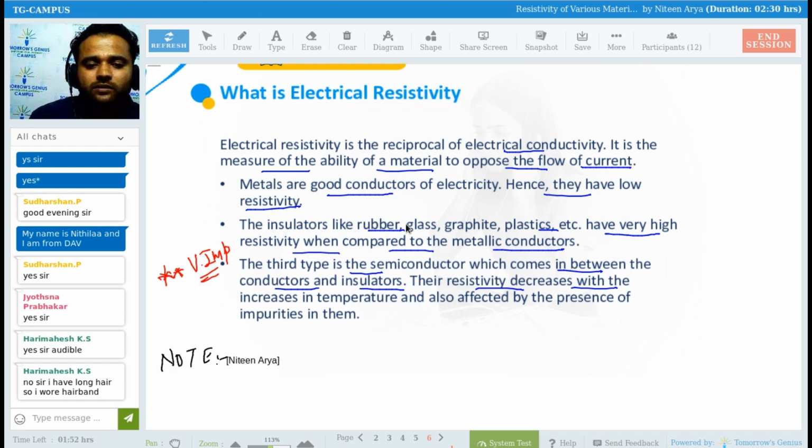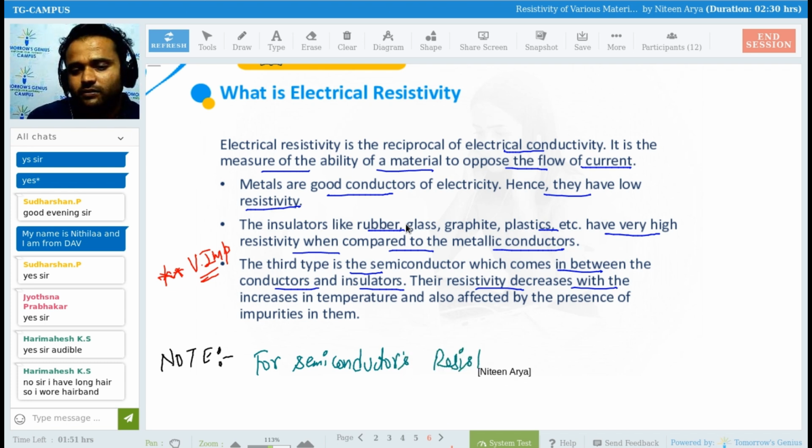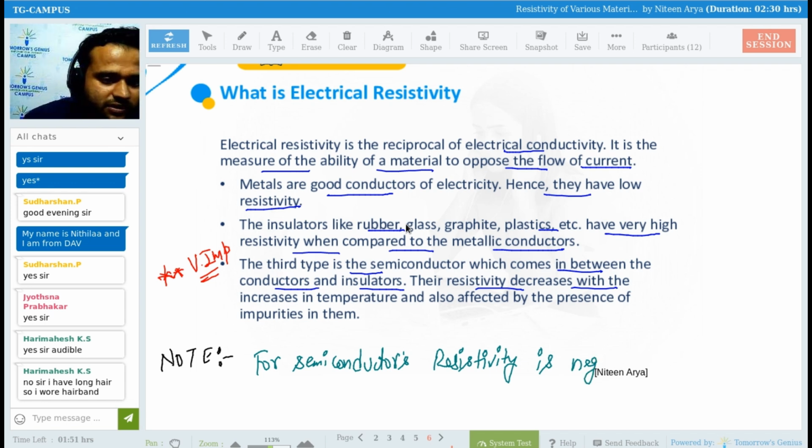Note. I am going to give you the graph whenever it is necessary or required, don't worry. In the note, you can write it down: for semiconductors, resistivity decreases with increase in temperature.